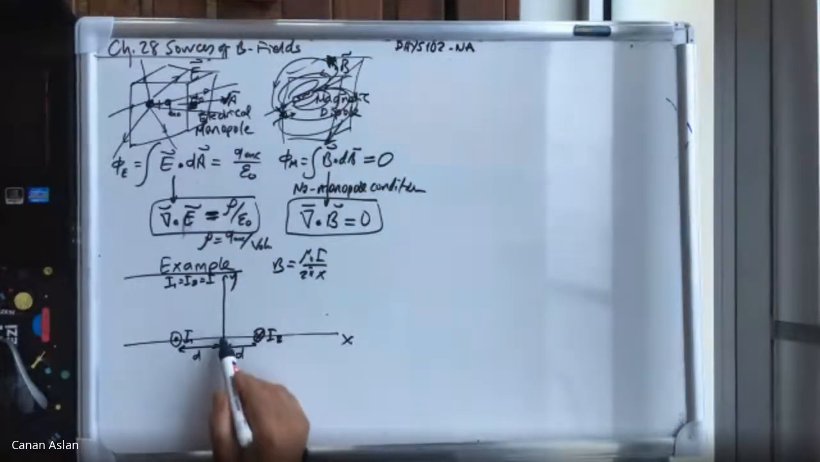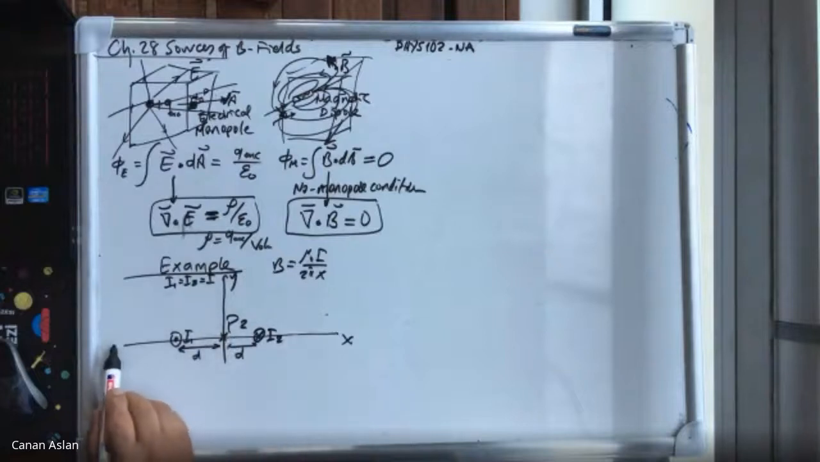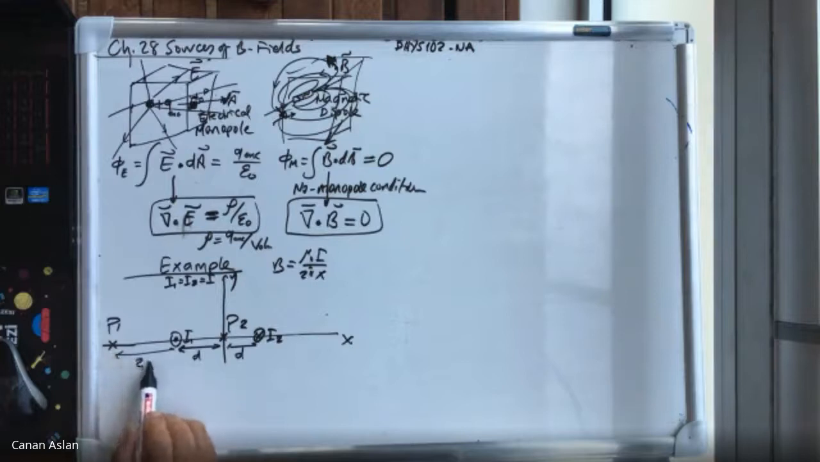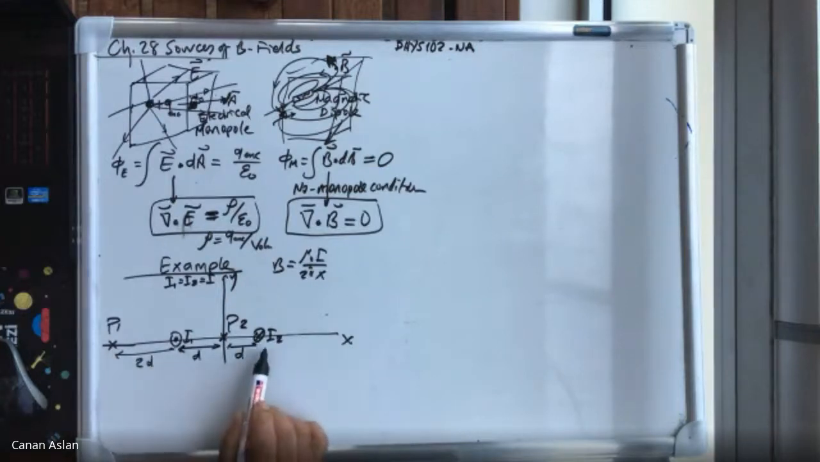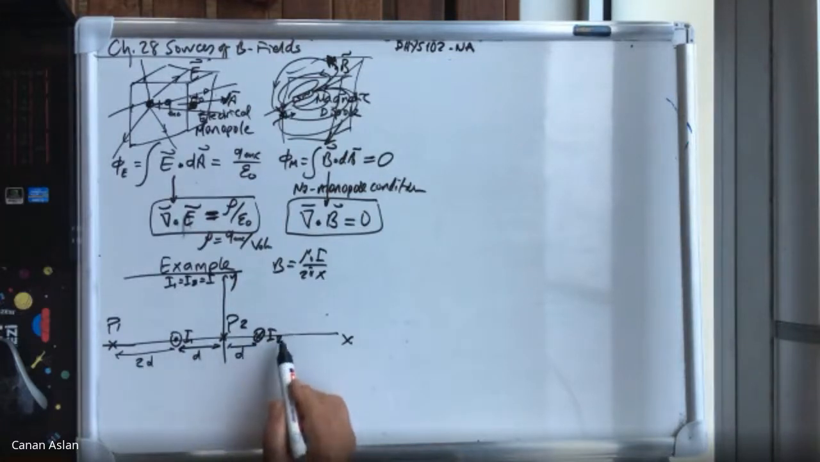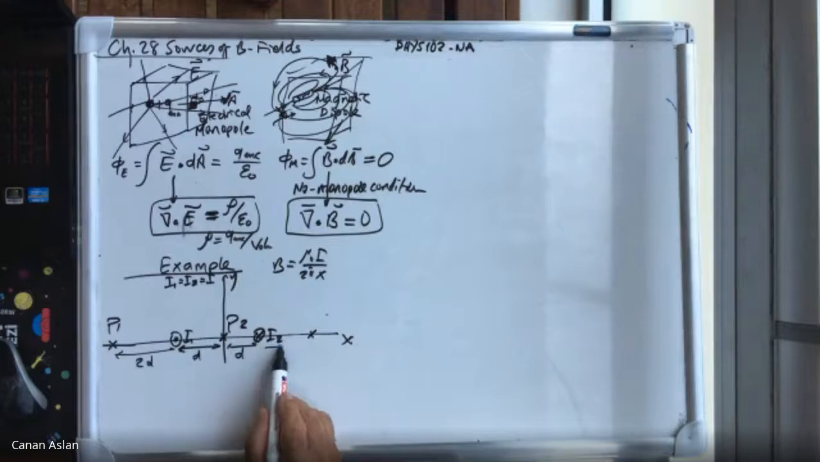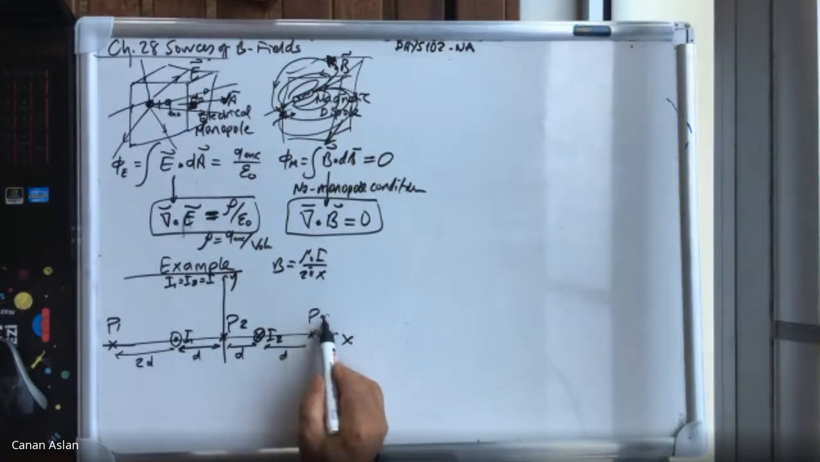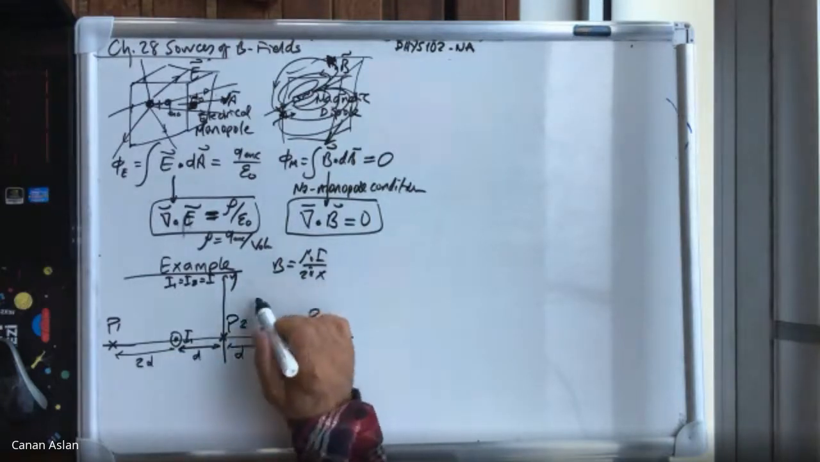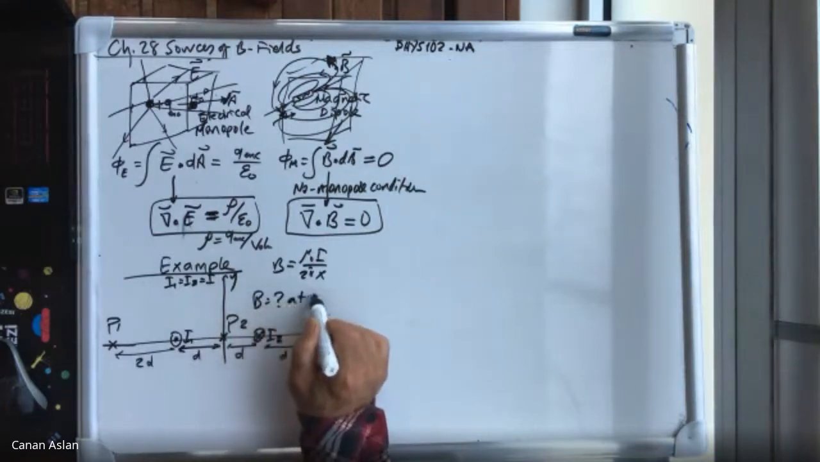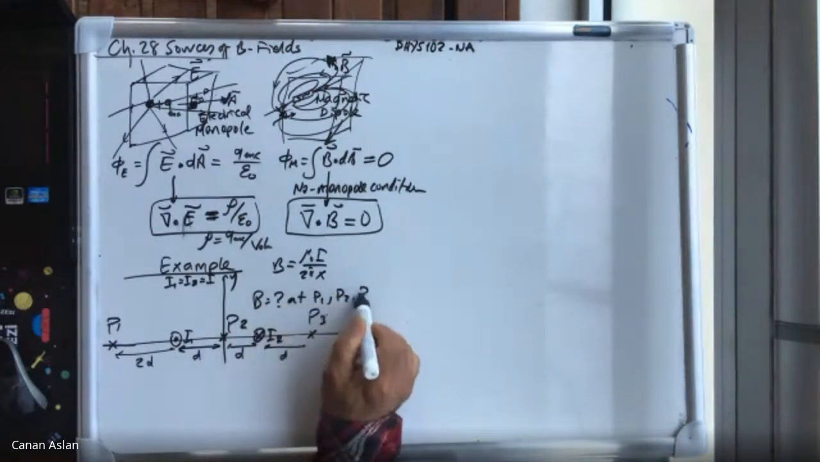And now we put a point here, P2, and we put another point right there, P1. It's 2d away from this current. Of course, you can see that the distance from I2 is 4d. And then we put another point here on the right, and the distance is again d there. So this is P3. Now, the question is: what are the magnetic fields at P1, P2, and P3?